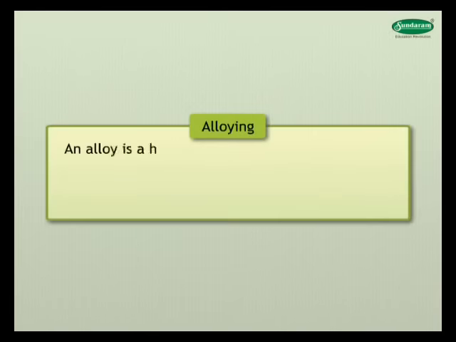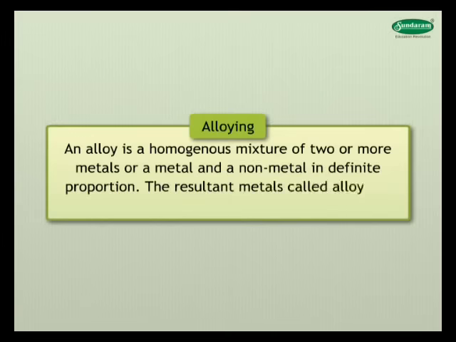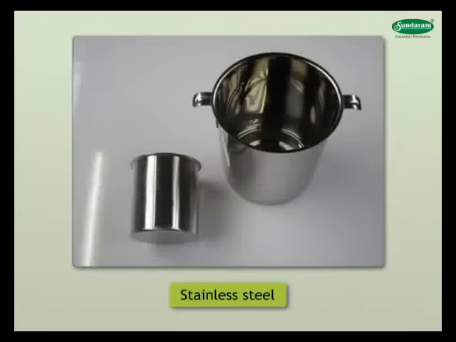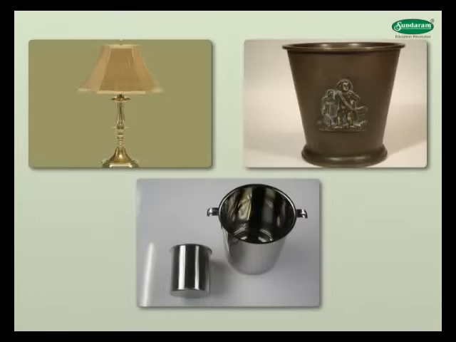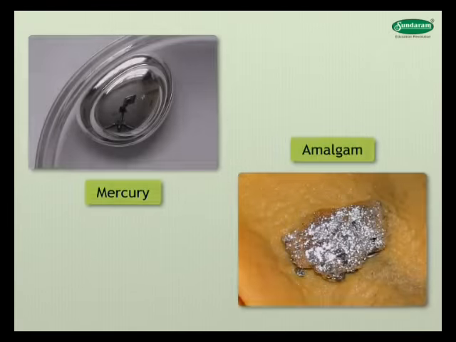Alloying. An alloy is a homogeneous mixture of two or more metals or a metal and a non-metal in definite proportion. The resultant metals, called alloys, do not corrode easily. Example, stainless steel; brass, an alloy of copper and zinc; bronze, an alloy of copper and tin; stainless steel, an alloy of iron, nickel and chromium. If one of the metals is mercury, then the alloy is known as an amalgam.